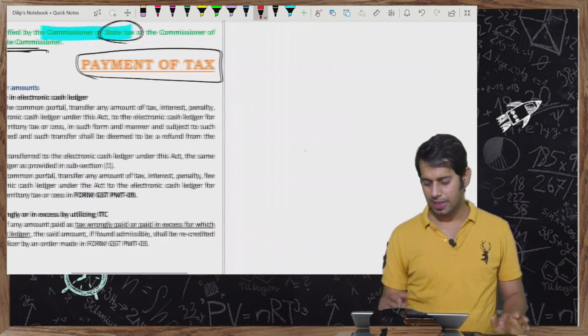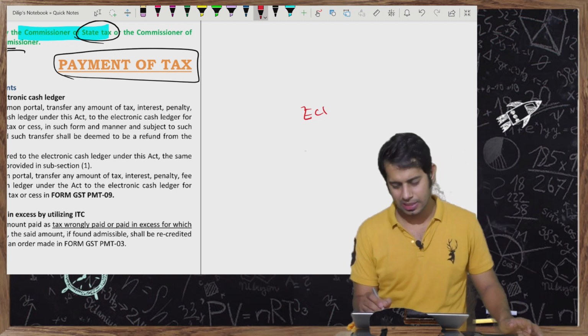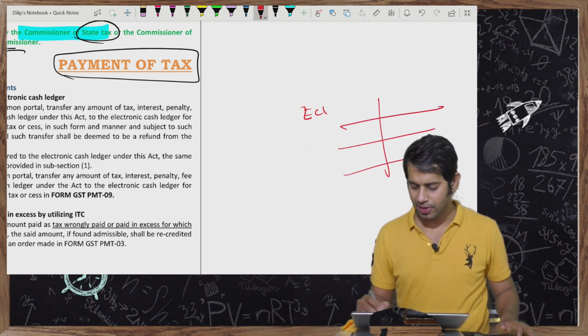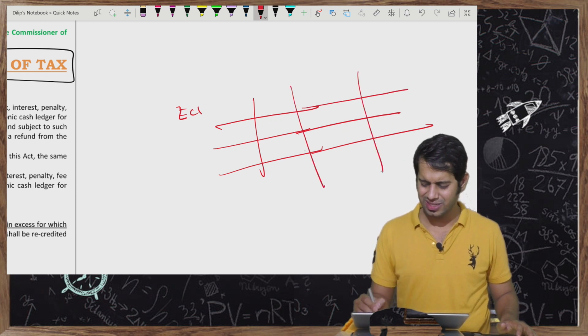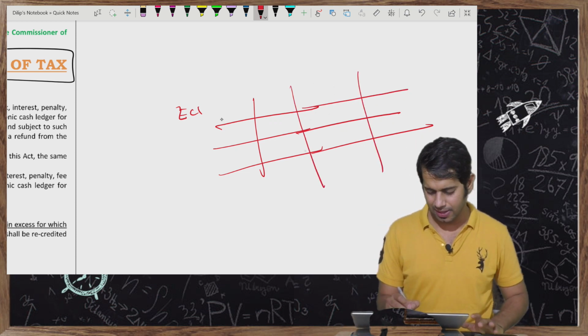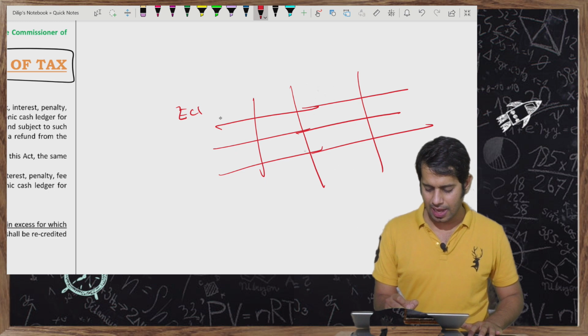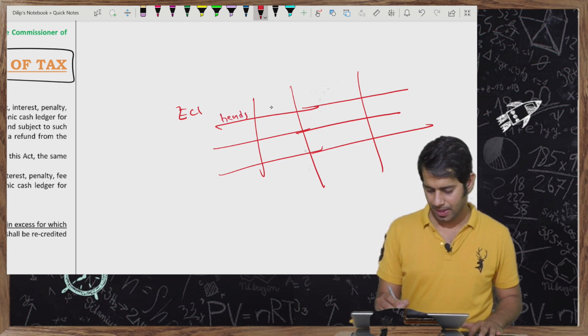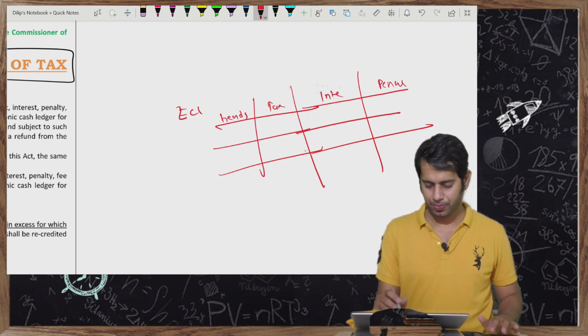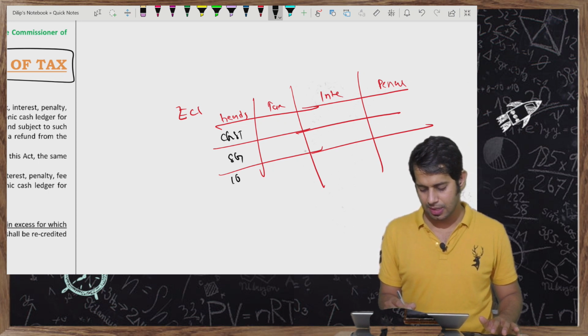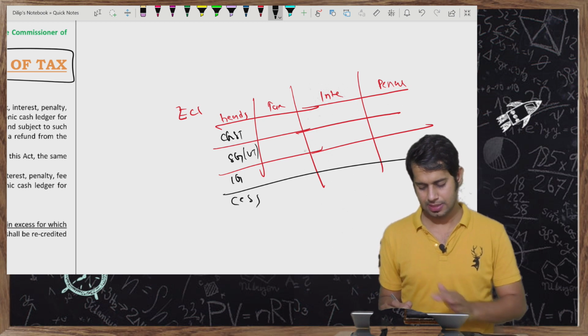What is this, sir? See, the electronic cash ledger is there. It will have different heads. You have deposited some amount of cash. This is already discussed in classroom, but anyways I'll just explain. So say I have amounts, so these are heads, and this is tax, interest, penalty. What are the different heads, sir? CGST, SGST, IGST, SGST or UTGST, IGST and GST cess.